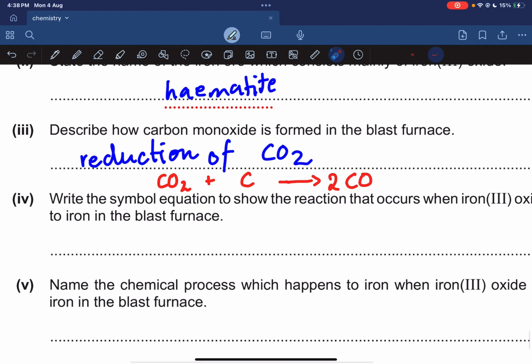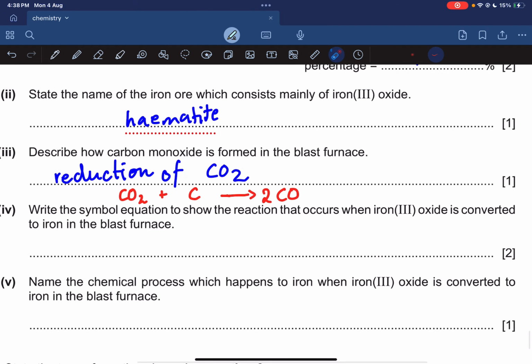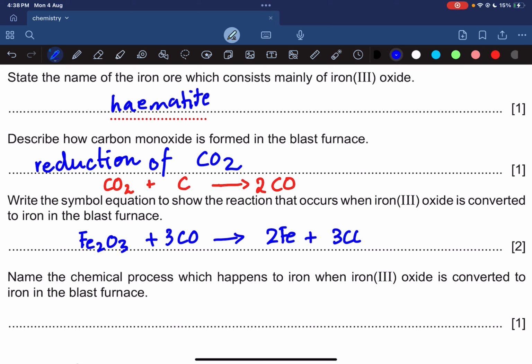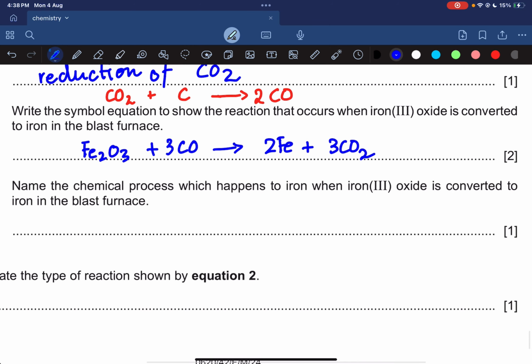Okay, write the simple equation to show the reaction that occurs when iron 3 oxide is converted to iron in a blast furnace. I just wrote it down, that you're going to have Fe2O3 and you're going to add carbon monoxide to it. Then you're going to form 2 moles of Fe plus 3 moles of carbon dioxide. Okay, name the chemical process. Why is it 2 marks? Many people might think one is for writing the equation and the other mark is for balancing.